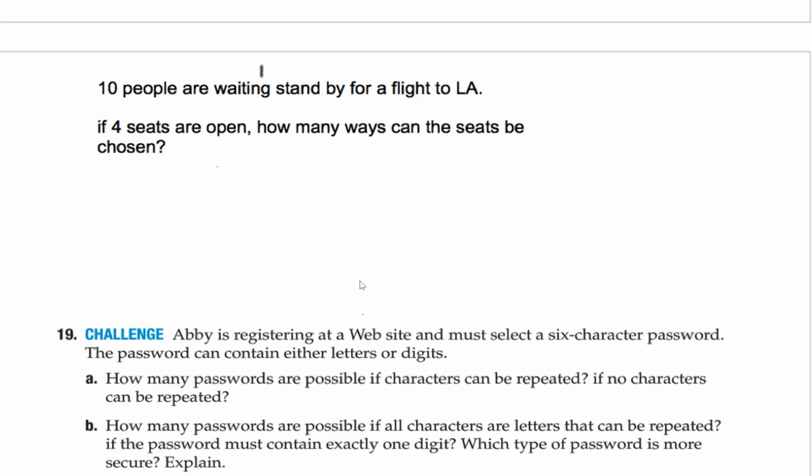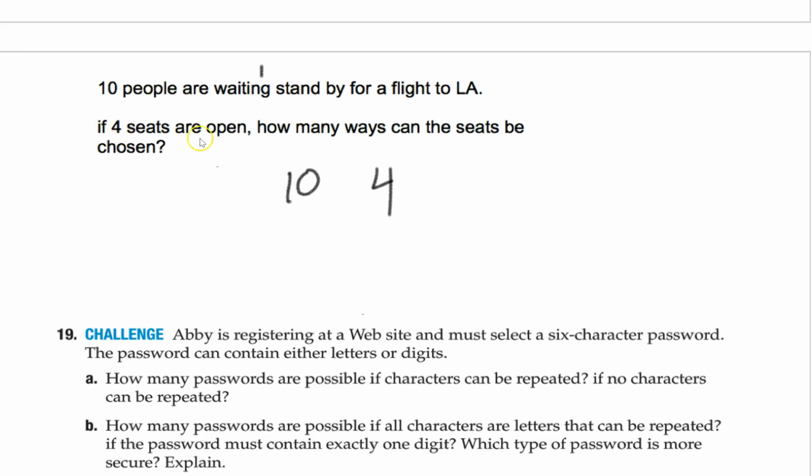So this is the first one. 10 people are waiting standby for a flight to LA. If 4 seats are open, how many seats can be taken? So we know it's going to be 10 and 4, right? So now is it P or C? So here's a little hint. It's all about the details.